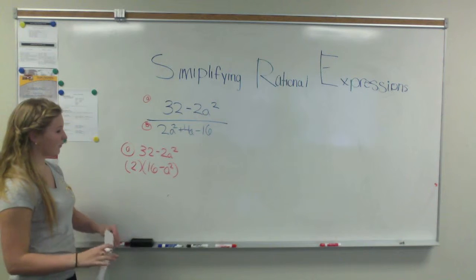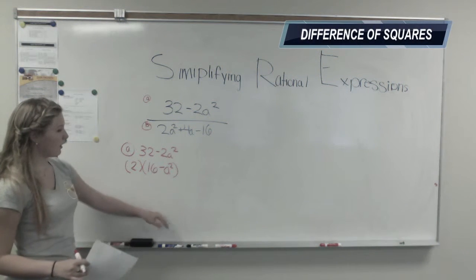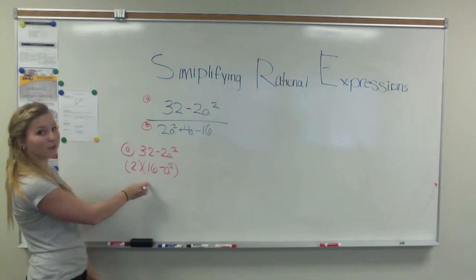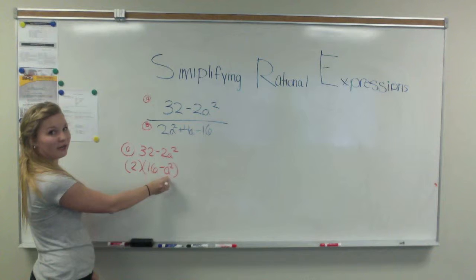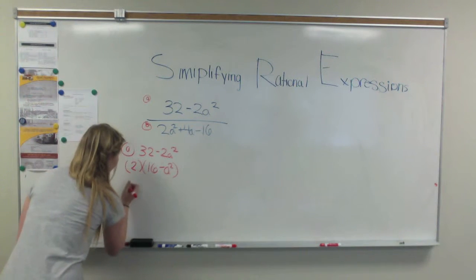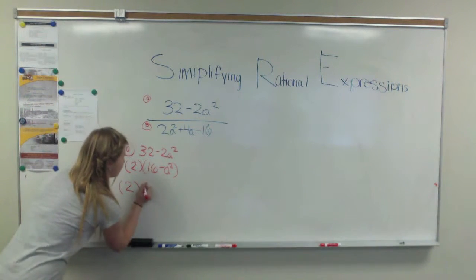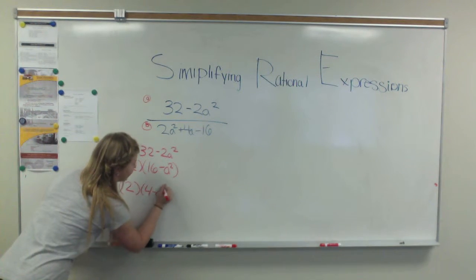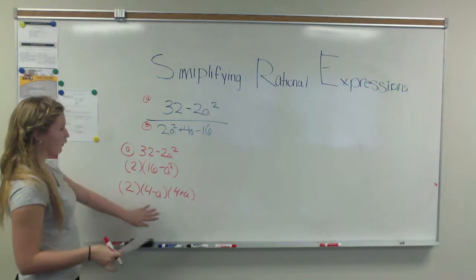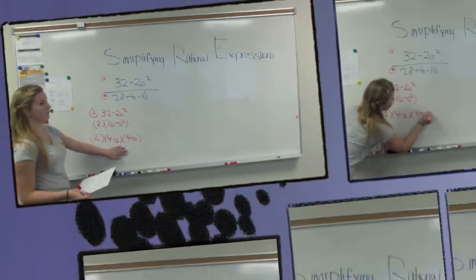And as in the last question, we again have a difference of squares. Because the square root of 16 equals 4, and the square root of a squared is a, and there's a subtraction sign. So we're going to simplify it more to 2, because 2 does not change, times 4 minus a, and 4 plus a. And we're done simplifying part A.